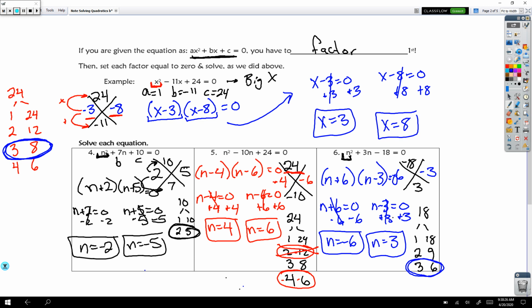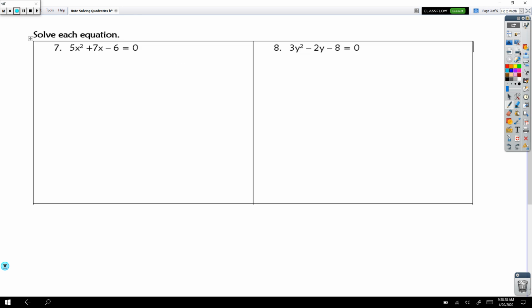Okay, the last few problems here, we're going to make the factoring a little bit more challenging. Again, if you want to try these on your own first, go ahead and pause the video and try what you can. And then watch the video to check your answers or to figure out wherever you get stuck.